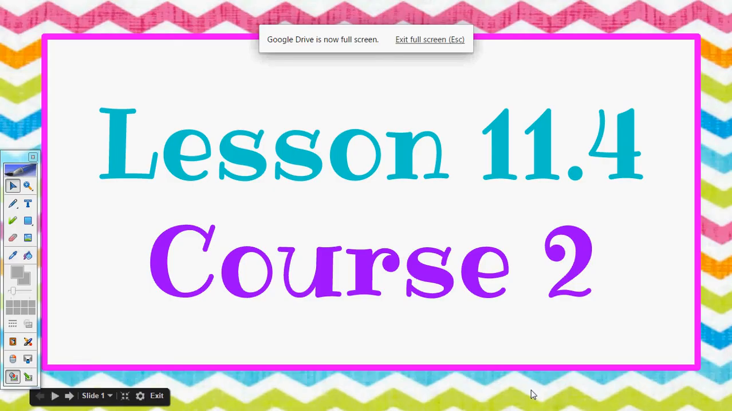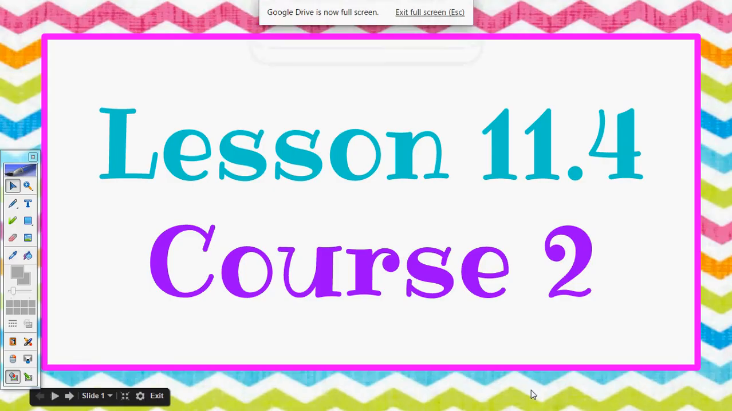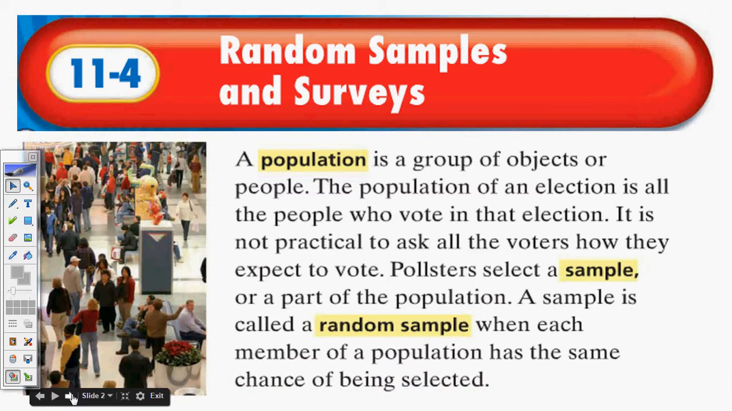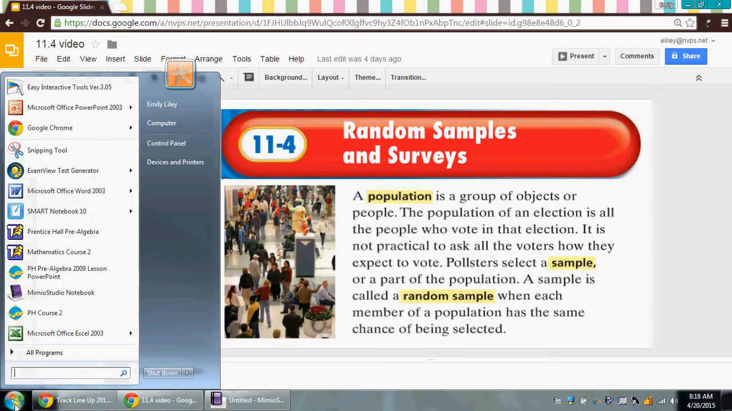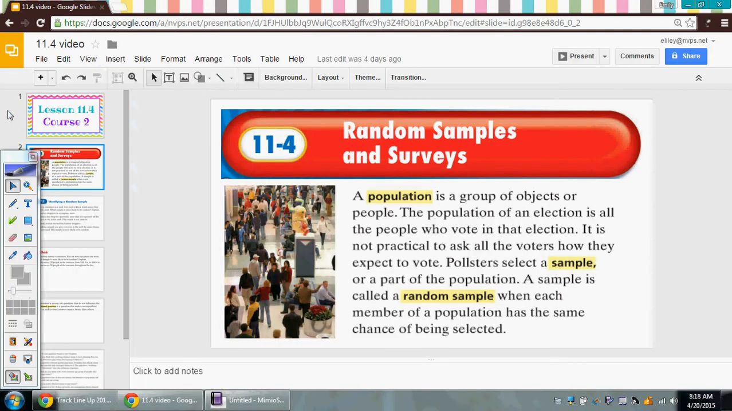Hey guys, this is lesson 11.4 for course 2. Now, for this unit, or 11.4, it's called Random Samples and Surveys. So title your paper, Random Samples and Surveys. And then we need to copy down some key vocab terms.